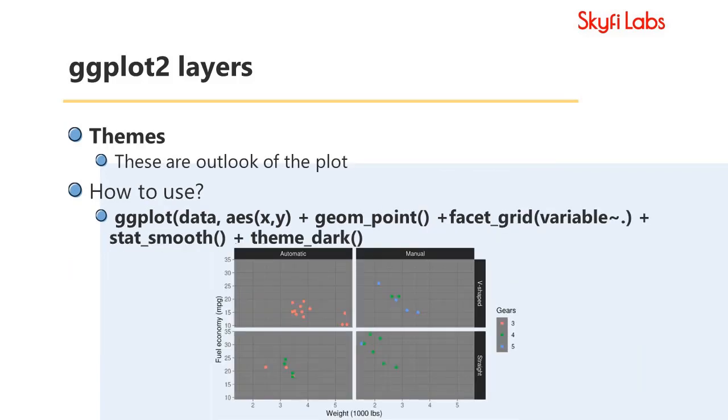Themes are the final layer of the ggplot2 library. These are the outlook of the plot, or the background of the plot. There are many themes available in ggplot2. Congratulations! You have learned about the different layers used in graphical plotting.